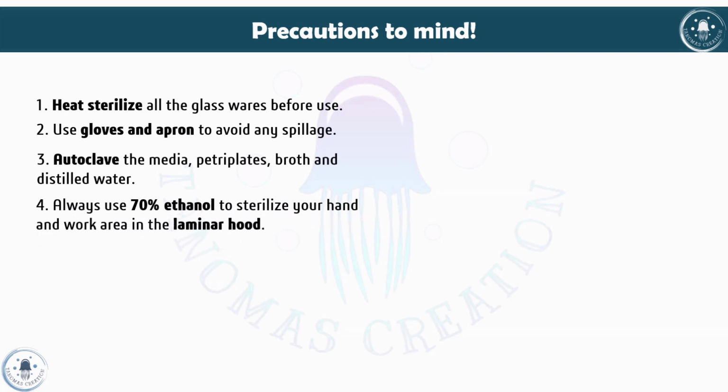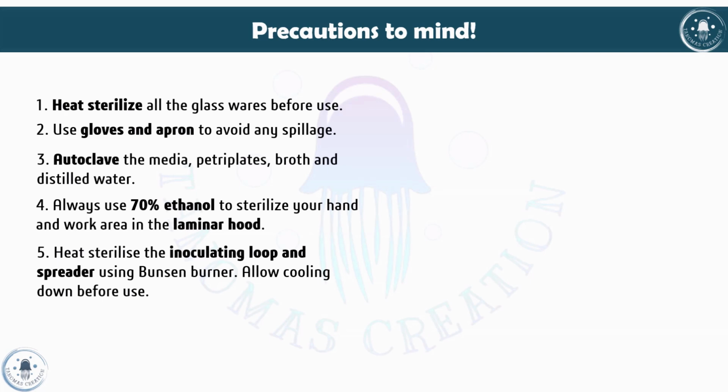Always use 70% ethanol to sterilize your hand and work area in the laminar hood. You need to clean the work area, and before that, sterilize your hand as well. Heat sterilize the inoculating loop and spreader using a Bunsen burner. Allow cooling down before use. Do not use the inoculating loop or spreader when it is hot. Cool it down and then start your spreading or taking culture using the inoculating loop.